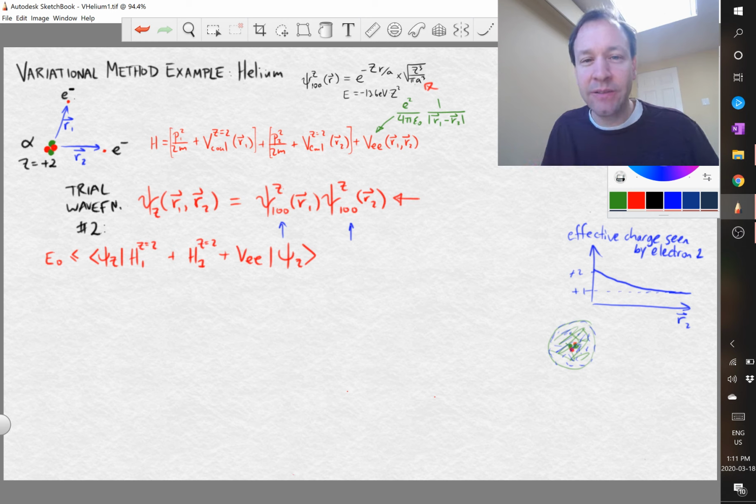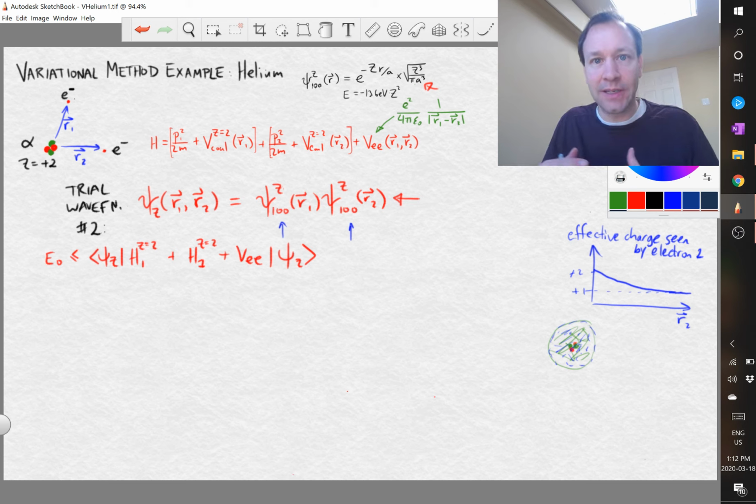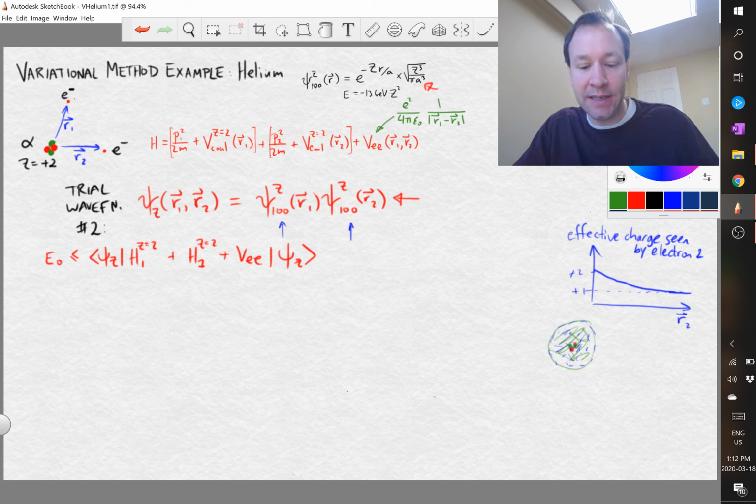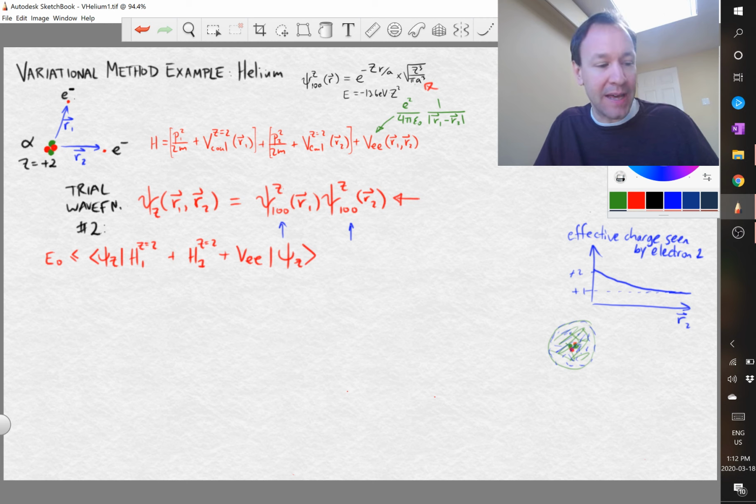Now I want to make the calculation look as much as possible like the previous calculation. Remember, the previous calculation used the fact that our trial state was an eigenstate of H1 and H2. Now our trial state is no longer an eigenstate of H1 and H2, because our trial state has some arbitrary Z, and our H1 and H2 are the actual Hamiltonians for helium, so they have Z equals 2.